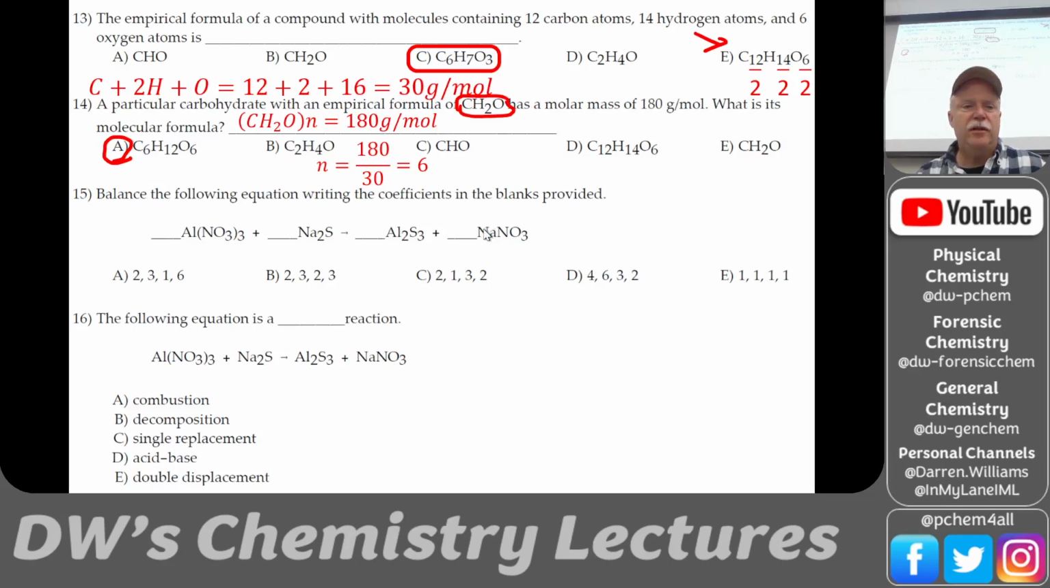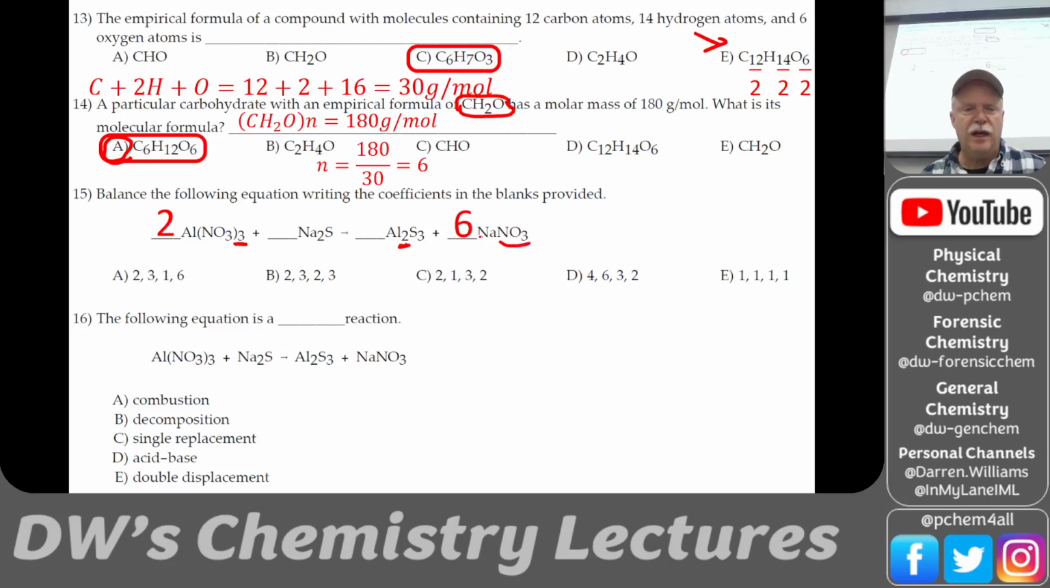Okay, let's balance an equation. So in this case, balance the following equation. So we have aluminum and 3 nitrates, 2 sodiums, and a sulfur. So we can work through this, and right away we have 2 aluminums here, so we're going to need 2 aluminums there. Looking at those nitrates now, 2 times 3 is 6. So we're going to need 6 nitrates over here.